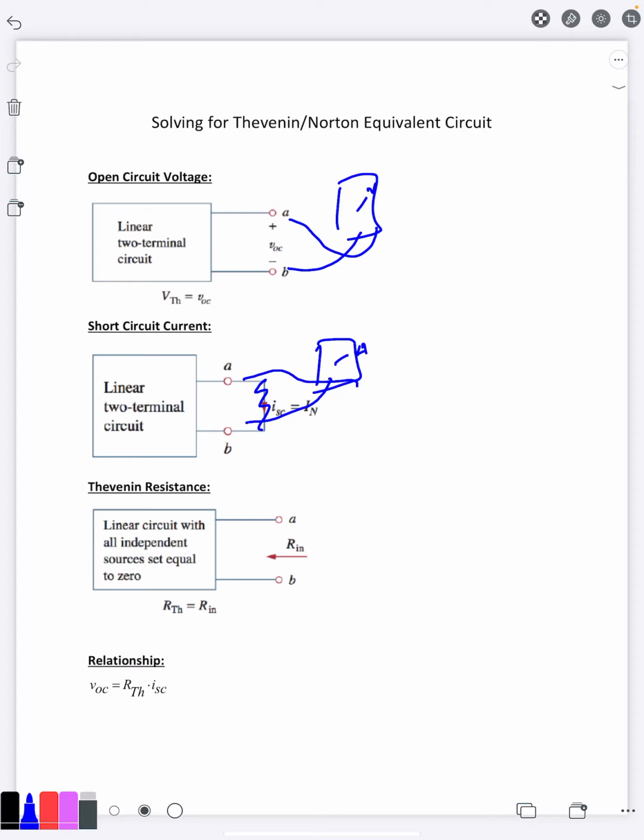So literally you just plug in your multimeter one time, turn your dial to voltmeter, you get the VOC, turn it to the ammeter, you get the ISC, divide them, you get the R Thevenin, and you're good to go. But that's only if you have a physical circuit you can do it with. Otherwise, we're going to see in another video mathematically how we're going to solve for these and get our answer.